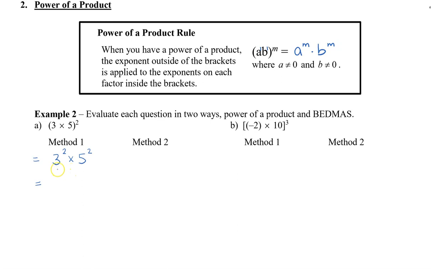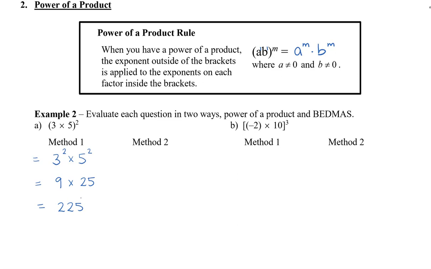Okay, we're going to evaluate each power separately. So 3 squared is 9 times 5 squared, which is 25. And then 9 times 25 is 225.